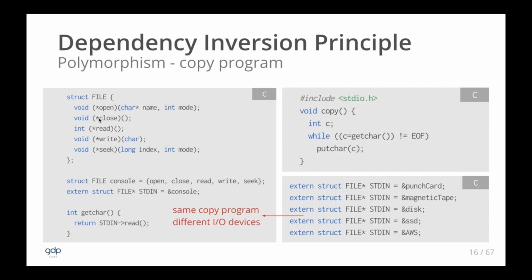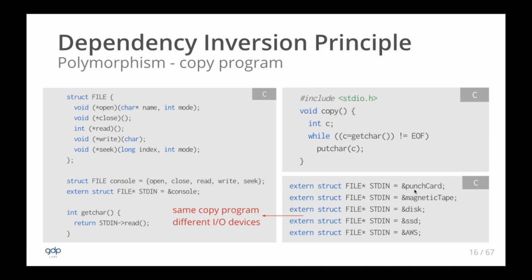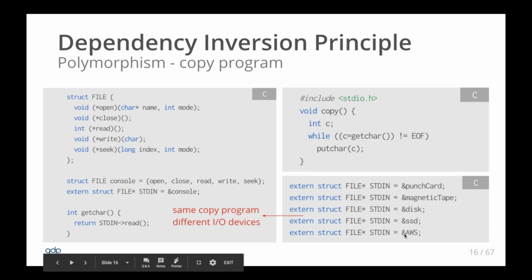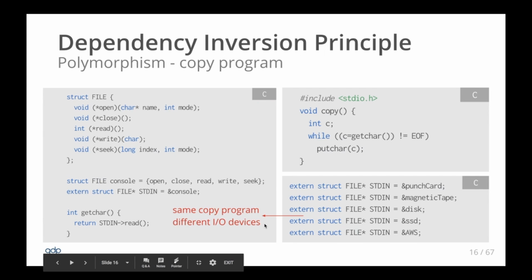Now the interesting part is we can swap this standard input with another file struct implementation. The way we read and write to punch card is different from that of magnetic tapes or disk or even the AWS cloud. But the copy program is still the same. The algorithm is the same. It's the same copy program, but with different I/O devices.